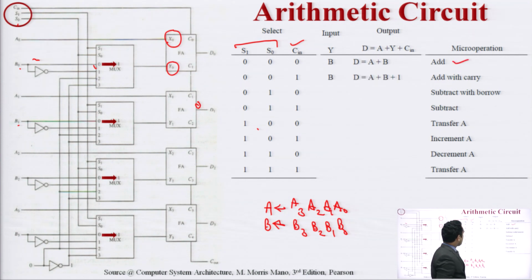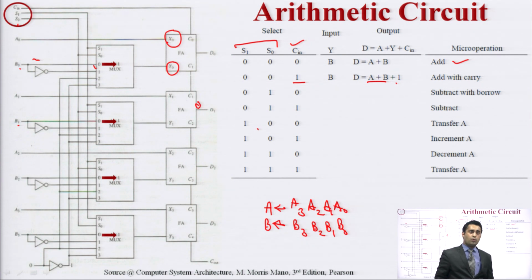Come to the next one, 0 0 1. Here the 1 is now a carry. In the same circuit we are using a carry in. It means we are doing the same addition operation with 1. So now it is add with carry. This is the second arithmetic micro operation.